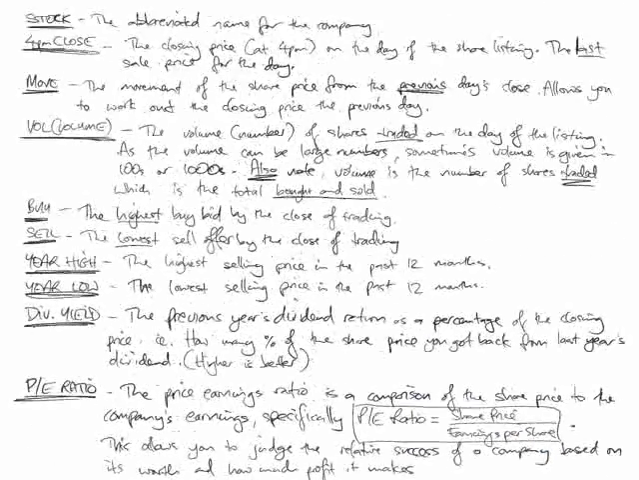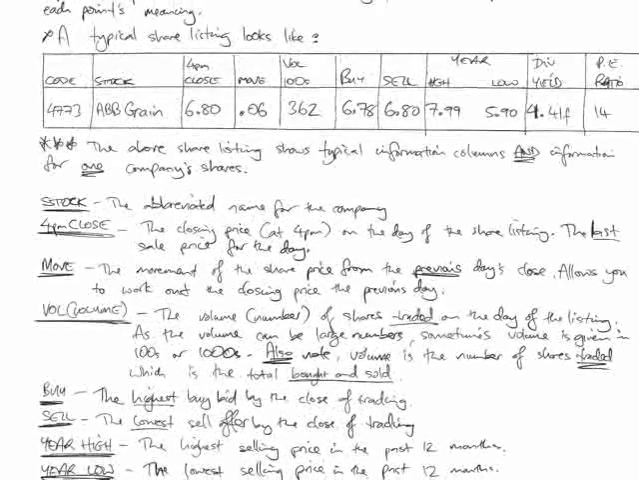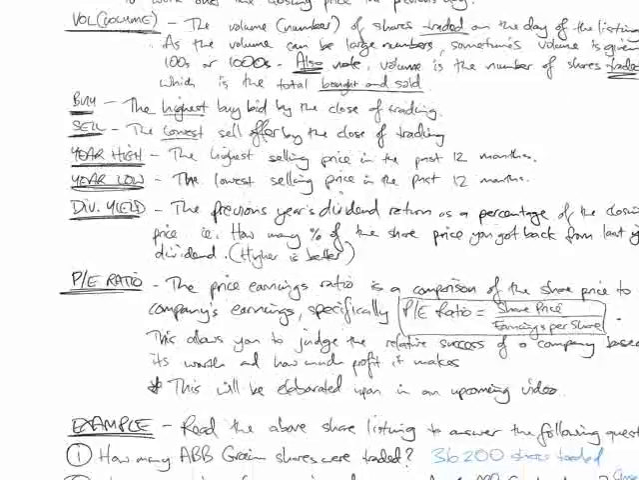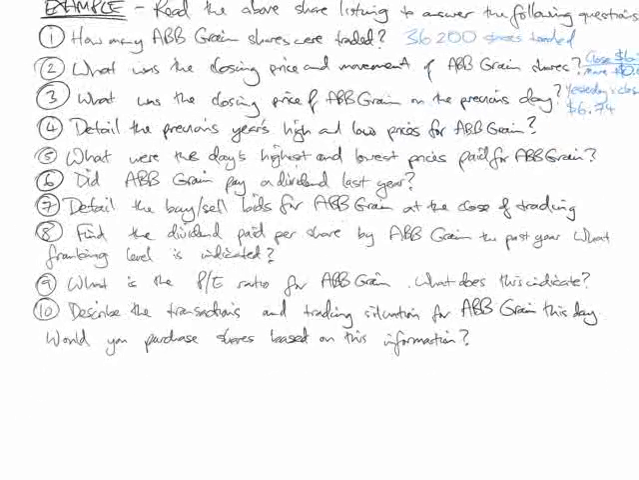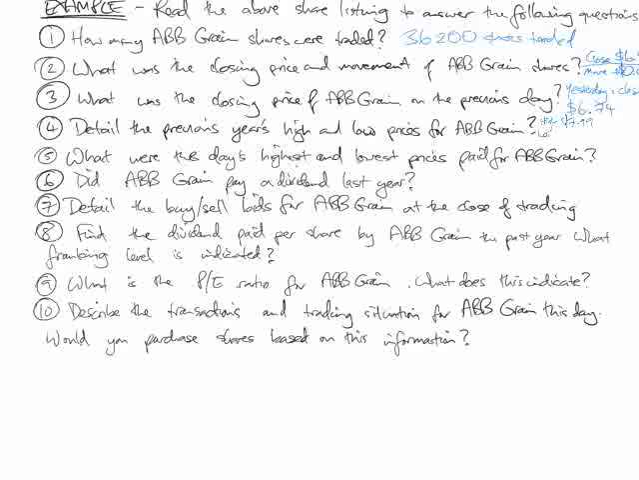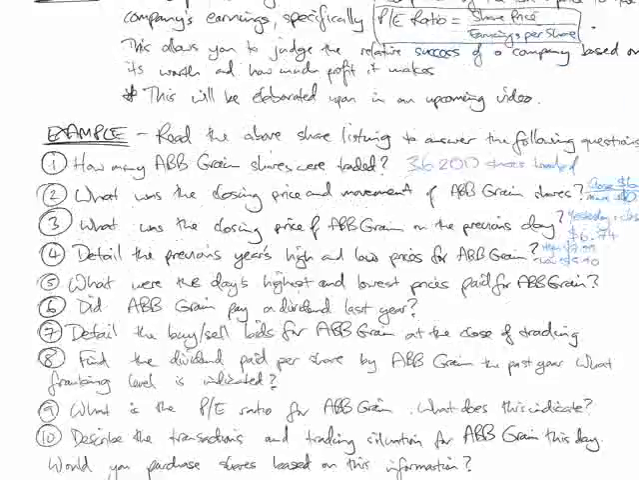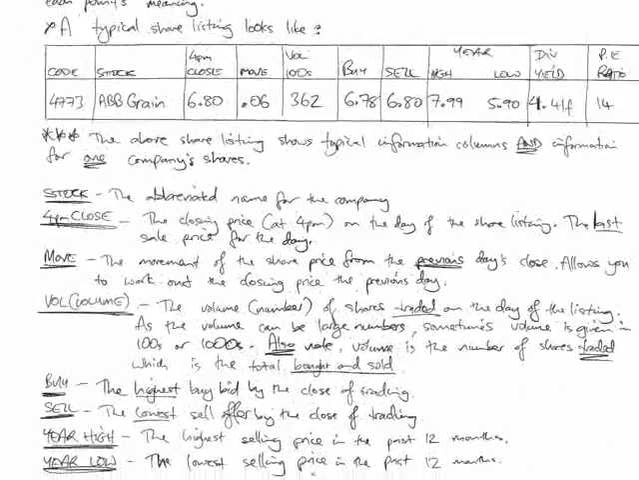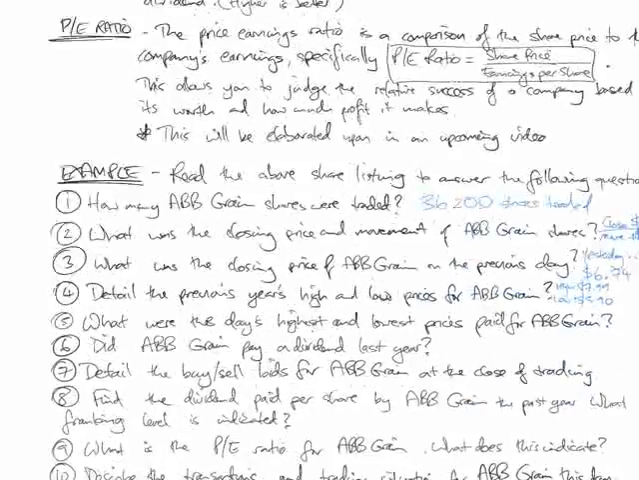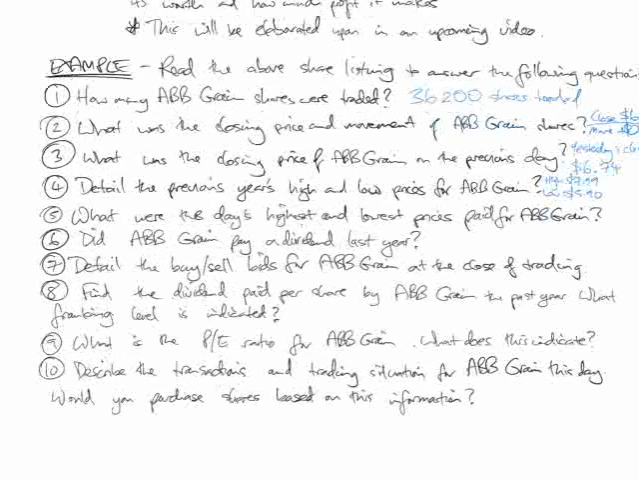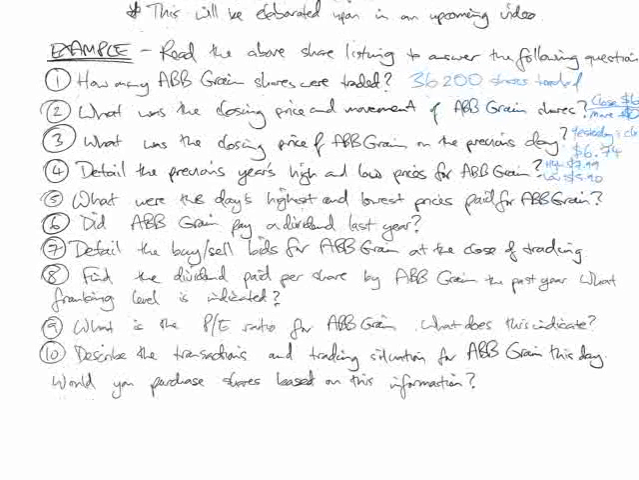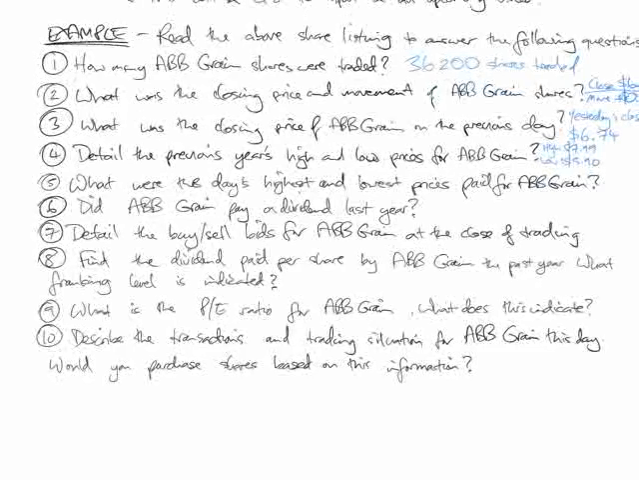4. Detail the previous year's high and low prices for ABB Grain. So you look at year high, year low. Year high was $7.99, year low was $5.90. I'll just double check. Short-term memory is not too good. $7.99, $5.90. So you've indicated the highest that they sold for and the lowest that they sold for the previous year.